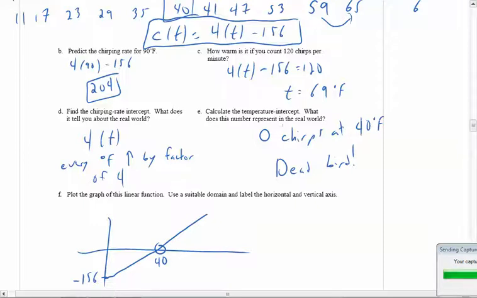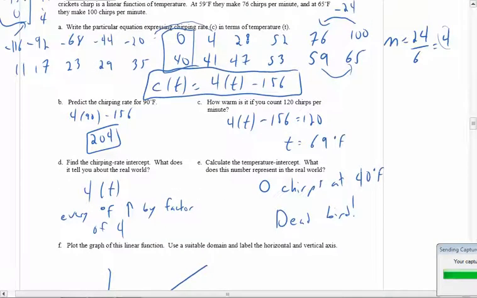Calculate the temperature intercept. Well, there's 0 chirps at 40 degrees. That's where I went back to here. Essentially, the negative chirps doesn't make much sense. Really, this is where they're probably dead. I said dead bird or dead cricket, I guess. It's not a bird, but probably a dead cricket right here. And so they're just not chirping anymore. And I talk about the slope and what that means.